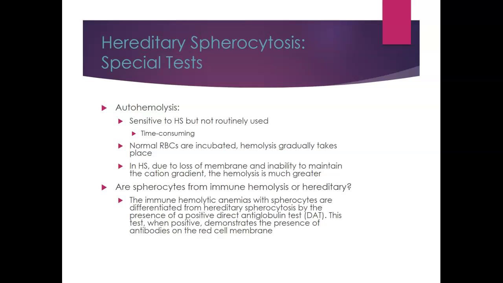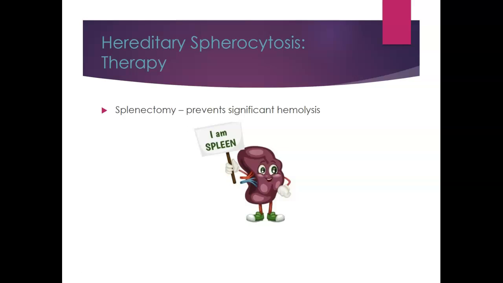Okay. What is the treatment for this? Splenectomy. It prevents significant hemolysis. Can we fix the fact that the red cell membranes are not normal? No. But we can remove the spleen to stop the massive amounts of hemolysis that are happening, because the cells essentially can still carry some oxygen. They're just more fragile, but we don't want them all being hemolyzed because that's dangerous in and of itself.